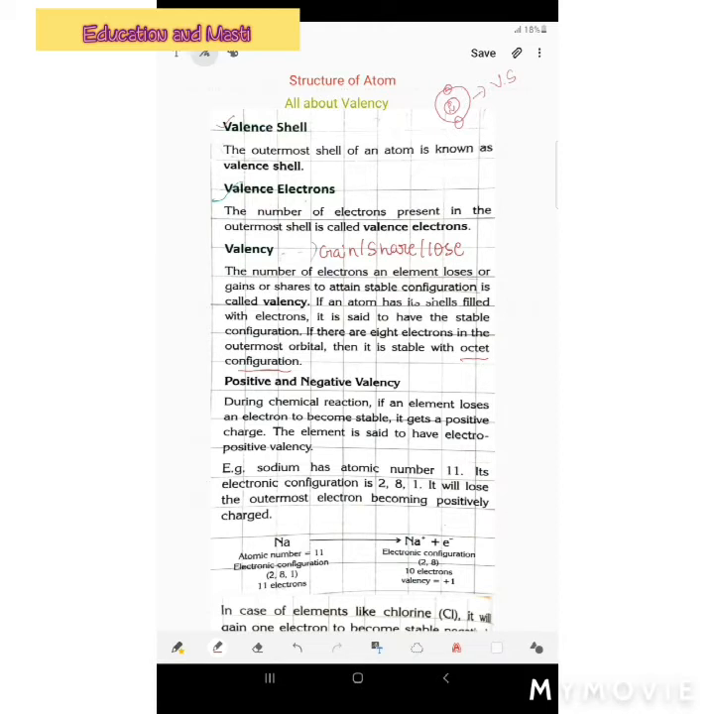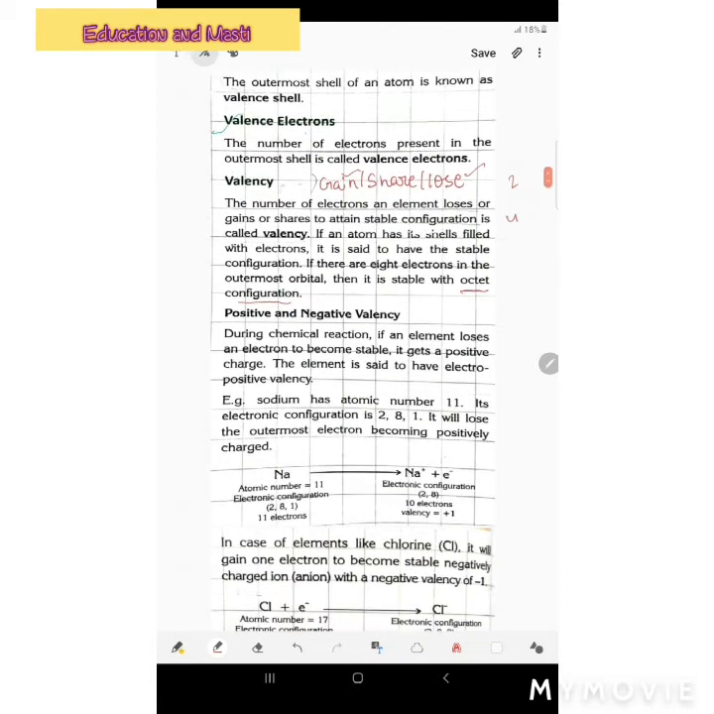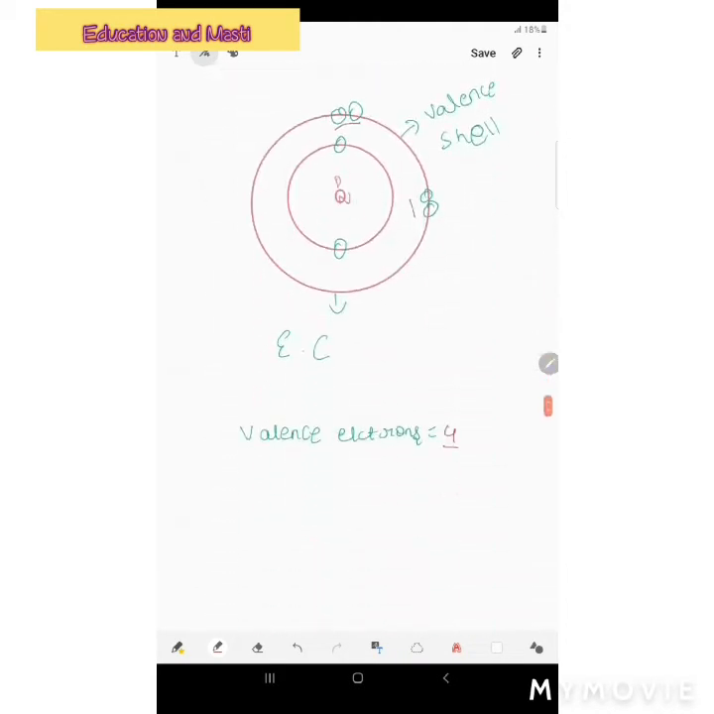So how does it get 8 electrons? Either it gains, or if it has 4 electrons, it loses 4 electrons, or it can gain 4 electrons. Two things can happen, and sharing and losing also. If there are 2 electrons, will it gain 6 electrons, or will it be good for the element to lose 2 electrons? It will be easy for the element to lose 2 electrons, so it will lose like that only. For explanation, let us see one more.